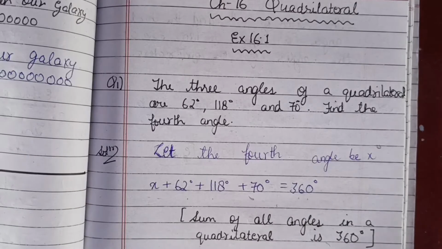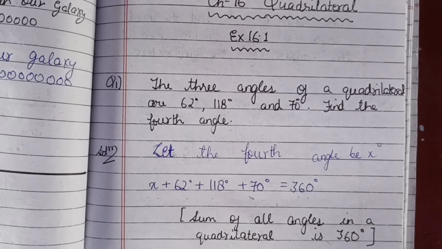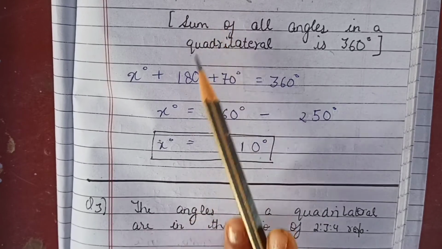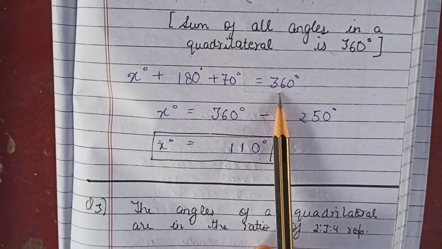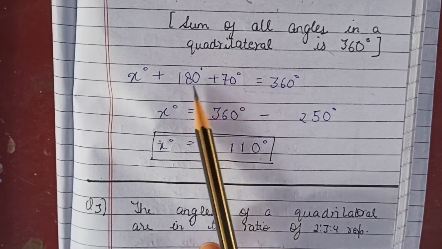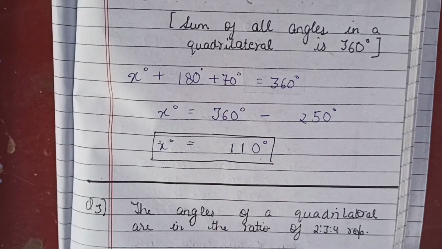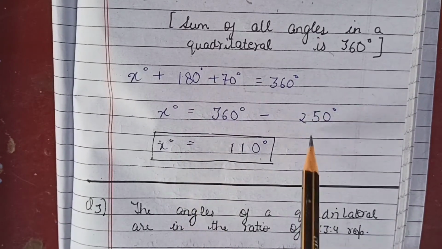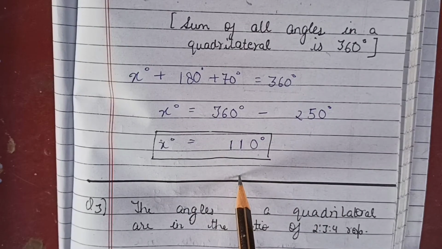The reason is that the sum of all the angles in a quadrilateral is equal to 360 degree. Then after that, I have added 62 plus 118, that means 180 degree, plus 70 degree, is equal to 250 degree. 180 plus 70, how much? 250 degree. Then we will shift it here, the sign will be changed, and 360 minus 250, we will get 110 degree. That means the fourth angle is 110.